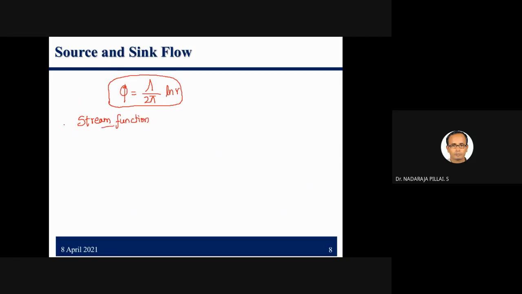Right? So what is the equation for stream function for Vθ or Vr? 1 by r ∂ψ/∂θ is equal to Vr. We know Vr is equal to λ by 2πr. Again, minus ∂ψ/∂r is equal to 0. So when you solve this equation, when you integrate, finally you will arrive at a stream function ψ equal to λ by 2π into θ.